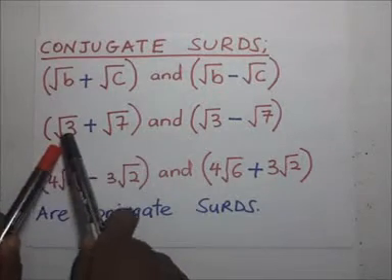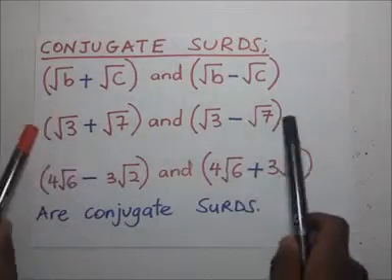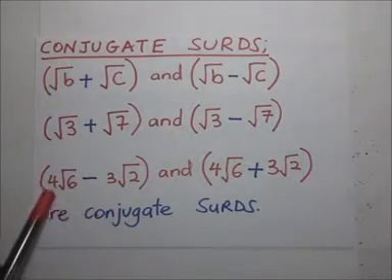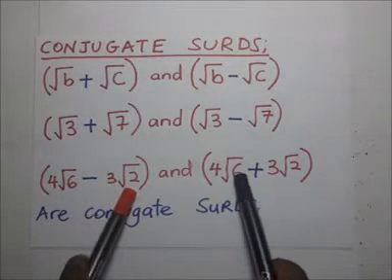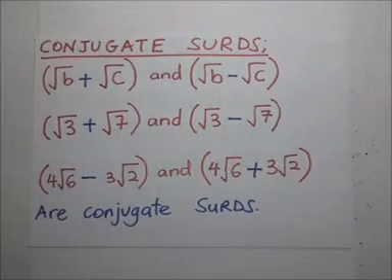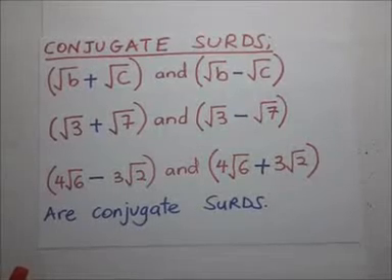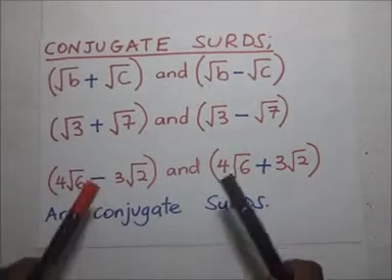Like we said here, root of 3 plus 7 and root of 3 minus 7. These two are conjugates. It's the same with these mixed ones: 4 root of 6 minus 3 root of 2, and then 4 root of 6 plus 3 root of 2. These two are conjugates. They are the same figures. The only difference is that one is a plus, the other is a minus.